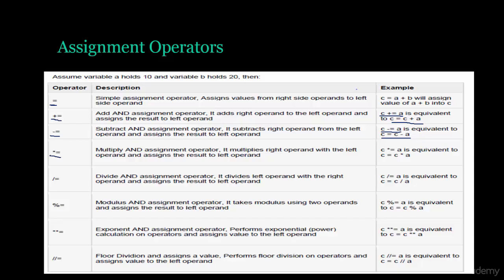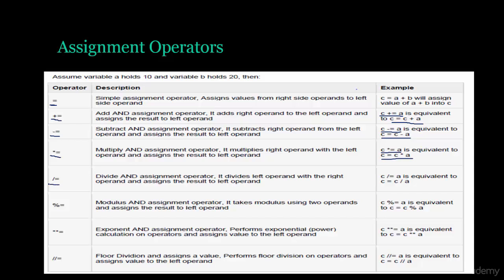I say here multiply equal, this is the multiply and assignment operator. It multiplies the right operand with the left operand and assigns the result to the left operand, like C multiply equal A, this is equal to C equals C multiply A.